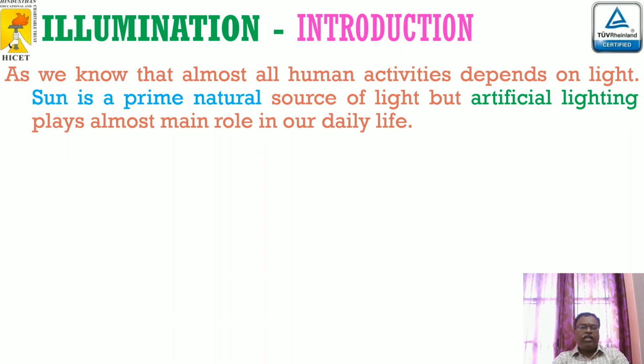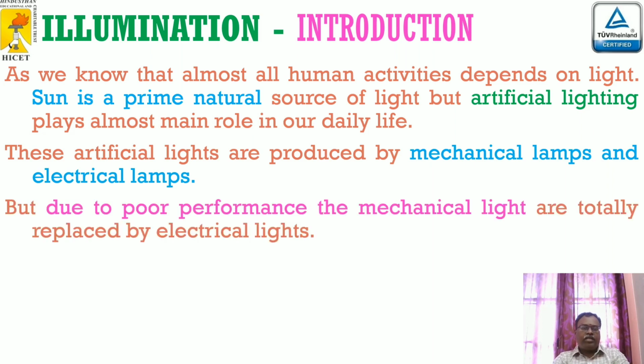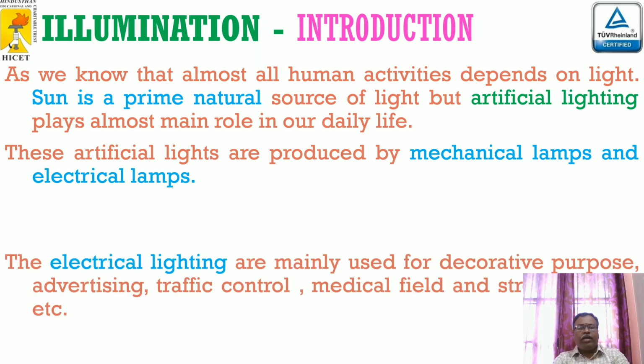But artificial light, we can find in any concern, institution or industry. Wherever we go, artificial lighting plays a very important, significant role. It plays almost a main role in our daily life. So how are these artificial lights produced? In this case, mechanical lamps as well as electrical lamps are the main sources of artificial light. But due to poor performance, mechanical lights have been totally replaced by electrical lights. So now electrical lighting plays the main role in our daily life.